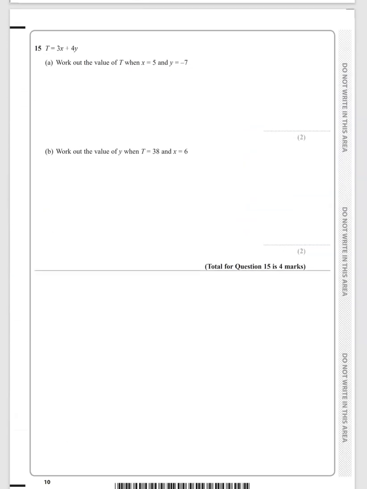Right. Here we go. Work out the value of t when x is 5 and y is minus 7. So we've got t is equal to 3 times 5, because it's 3x, plus 4 times minus 7. So that's 15. 4 times minus 7 is minus 28. So that is minus 13. Obviously you can do that on your calculator, but the actual answer is minus 13. So the value of t is there.